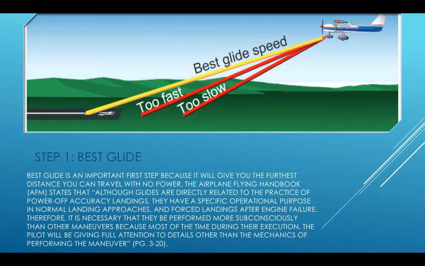The Airplane Flying Handbook, AFM, states that although glides are directly related to the practice of power-off accuracy landings, they have a specific operational purpose in normal landing approaches and forced landings after engine failure. Therefore, it is necessary that they be performed more subconsciously than other maneuvers because most of the time during their execution, the pilot will be giving full attention to details other than the mechanics of performing the maneuver. Page 3-20.